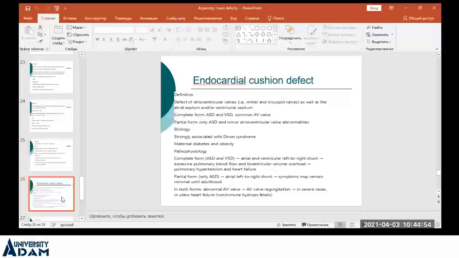Complete form: ASD and VSD, atrial and ventricular left to right shunt, excessive pulmonary blood flow, and ventricular volume overload, pulmonary hypertension, and heart failure. Partial form: only ASD, atrial left to right shunt. Symptoms may remain minimal until adulthood. In both forms, abnormal atrioventricular valve, with atrioventricular valve regurgitation in several cases, can cause heart failure and non-immune hydrops.